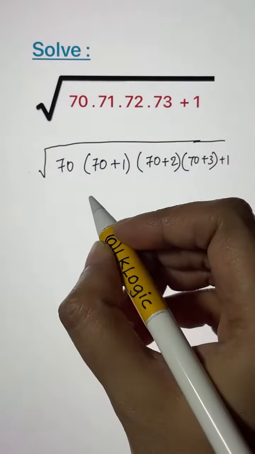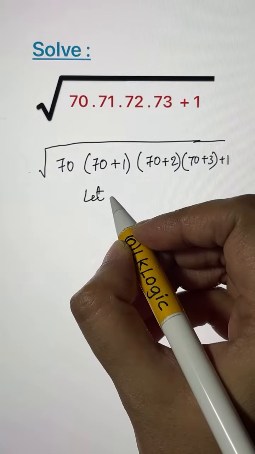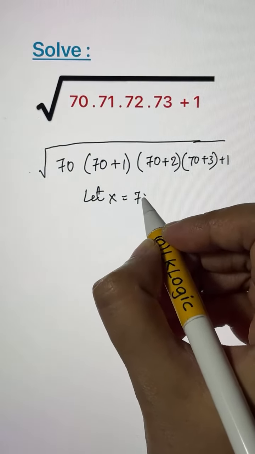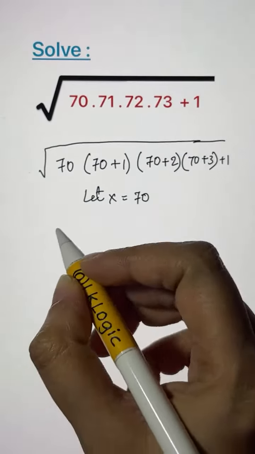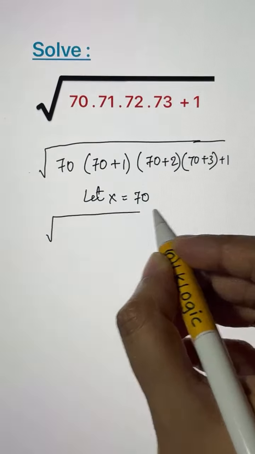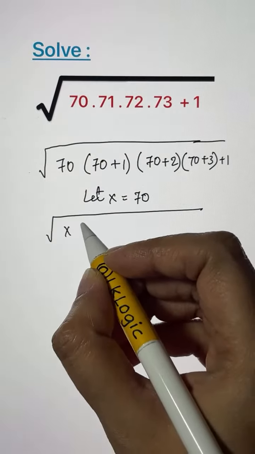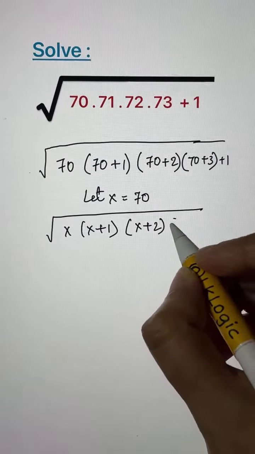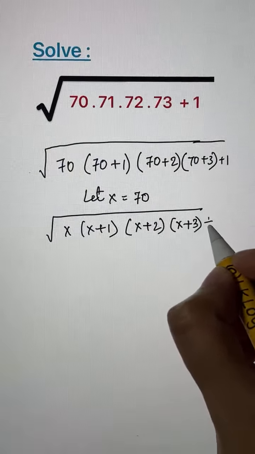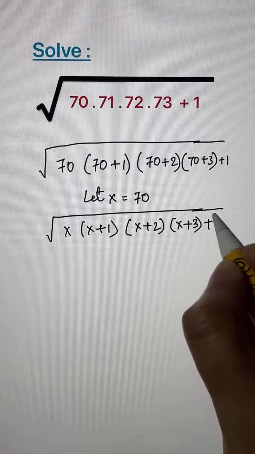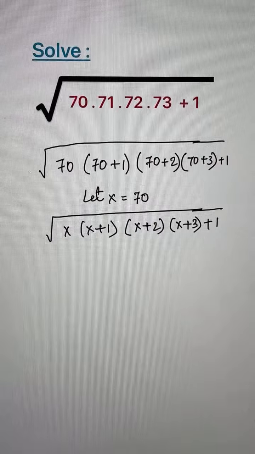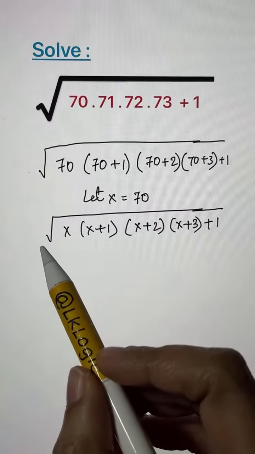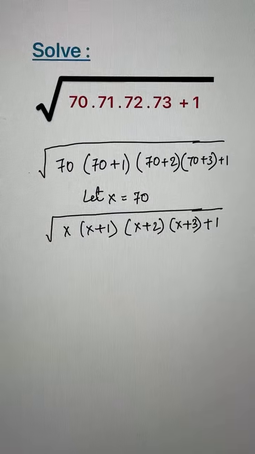Okay. Next, as you can see, it is in chronological order. I'm just going to assume something: let x be equal to 70. I'm going to replace all the 70s with x. Under the root of x times x plus 1 times x plus 2 times x plus 3, plus 1. Without x, maths is incomplete. You agree, right? Some x or other comes into the picture, x and y. So under the root, we've got something like this, and we have to solve for that.